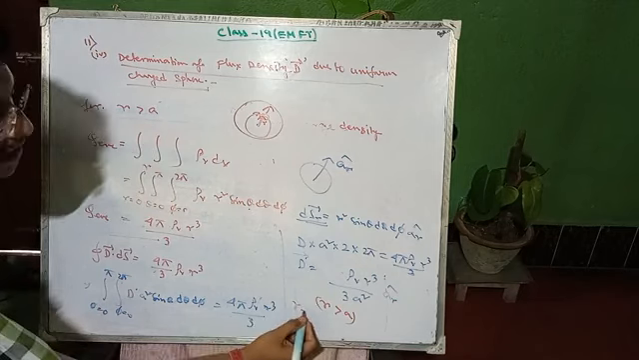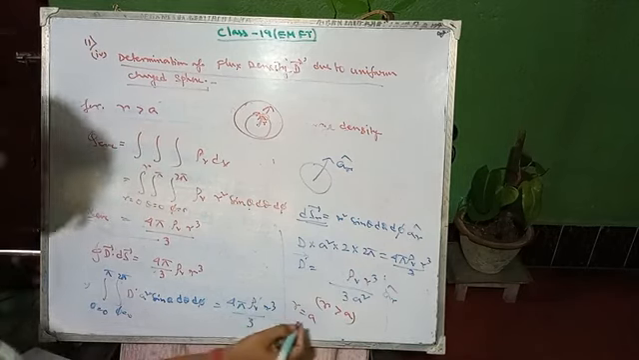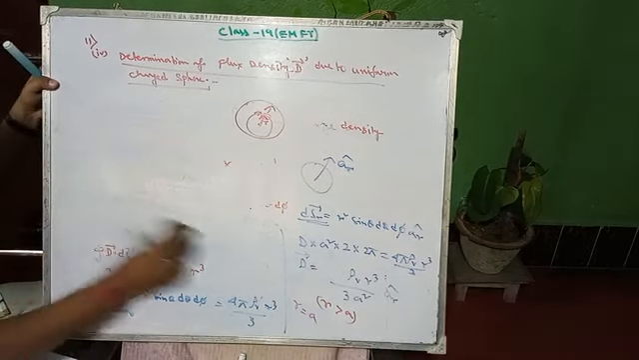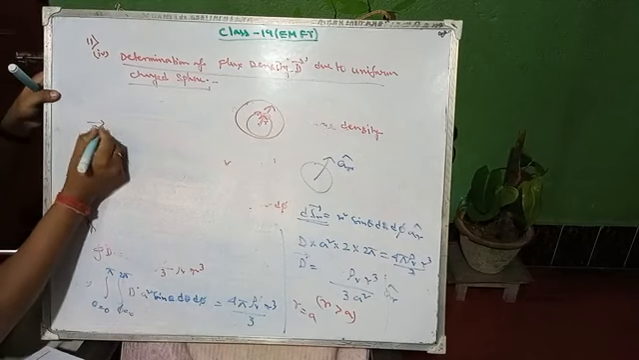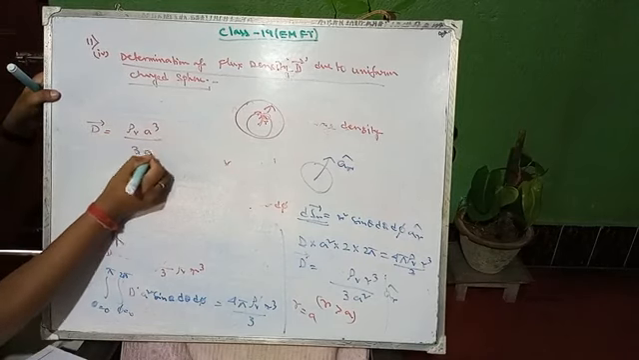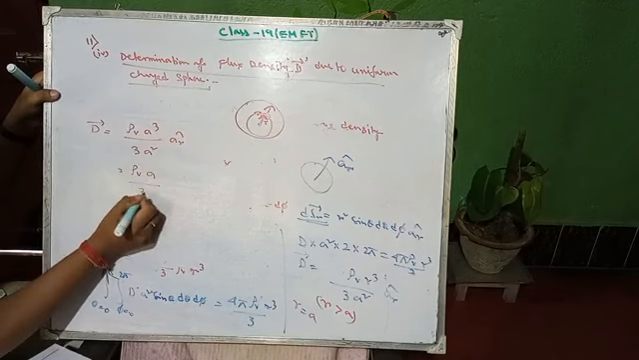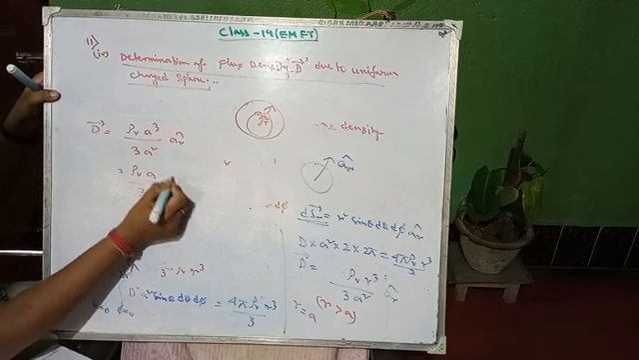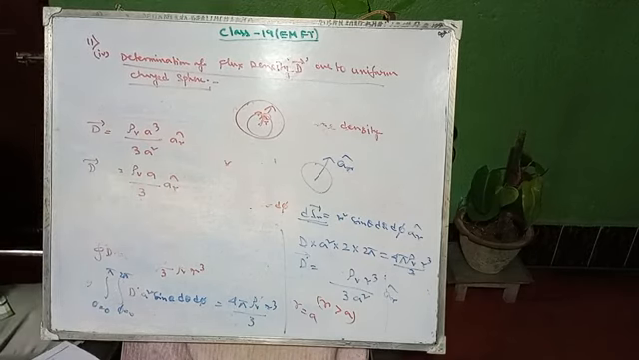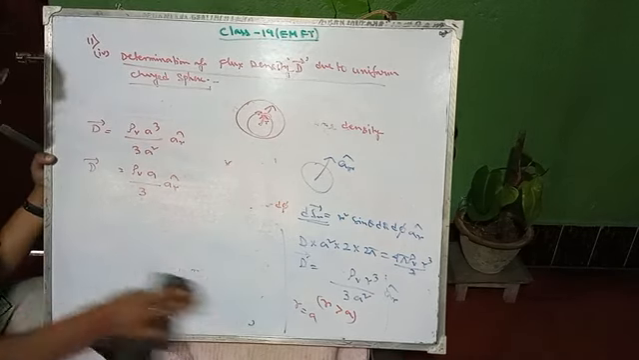Okay, if we consider r equals a, then just put it in, D vector equals rho v a cubed by 3a squared into a r cap. So it becomes rho v a by 3 a r cap. So you have three different fluxes, three different flux densities.